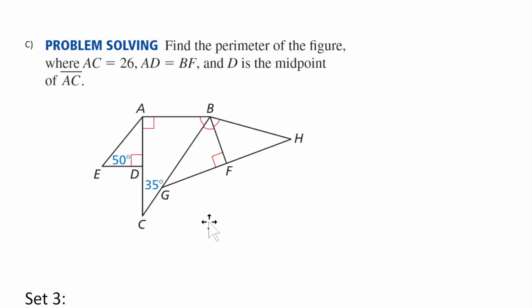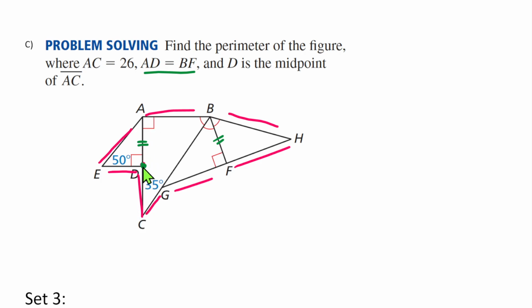Now this problem is long because it's asking for the perimeter of this figure. So you have to think, how long is this side, and you have to add up all these pieces. This little piece here, CG, this piece, and this piece here. What's given to you is that A to C is 26. So this whole line here is 26. And then it also says that AD is equal to BF. So this line equals this line. And finally, it says D is the midpoint of AC.